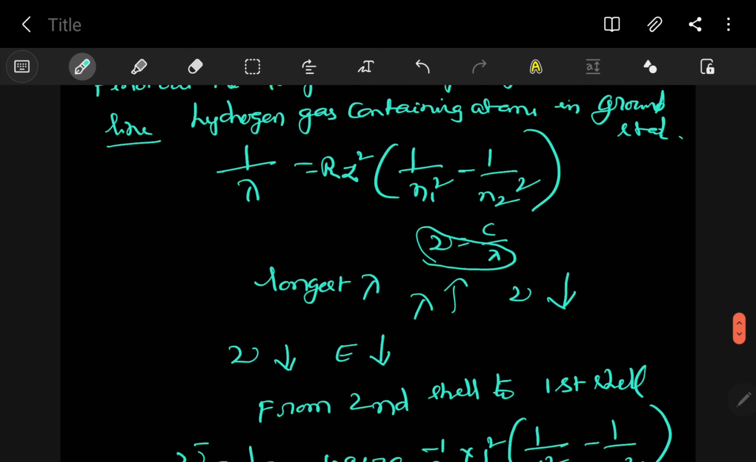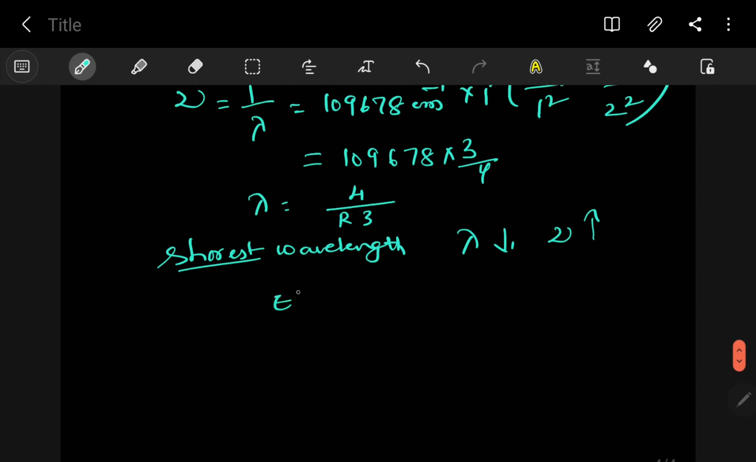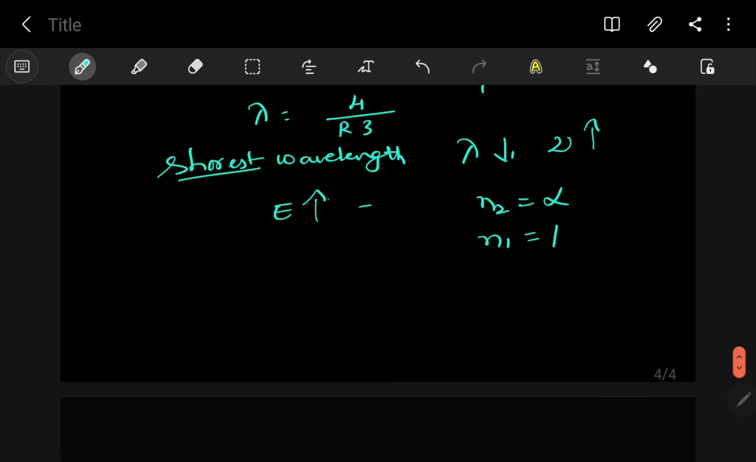And what is the shortest wavelength? Lambda is less, means nu should be more. Nu is more means energy is more. Energy is more means it comes from the infinite line to the first line. So n2 is infinity and n1 is 1.